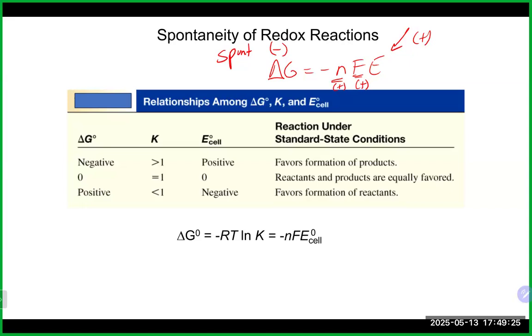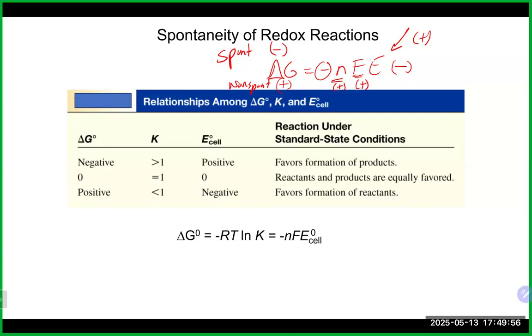If you have a negative cell voltage, you should switch your leads, but a negative cell voltage here will turn your delta G into a positive, and that would be a non-spontaneous reaction. So if you do have a positive E of the cell, you should have a negative delta G. And by the way, that would mean the reaction is spontaneous the way it's written, which means you would expect products to be made in that case.